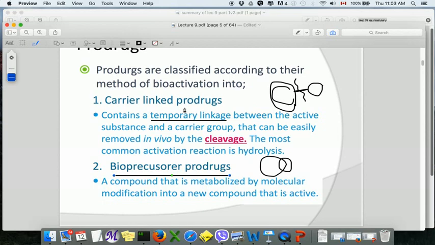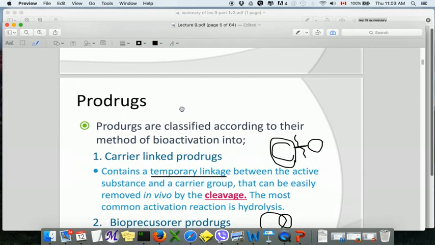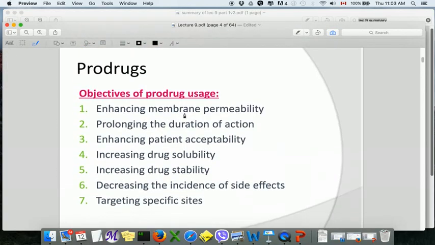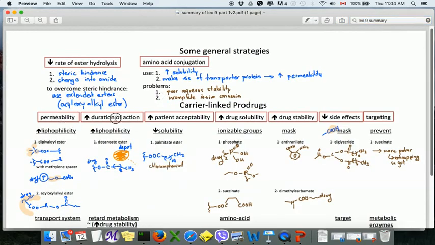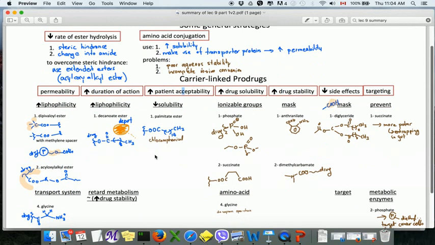So why do we want to make prodrugs? The reason behind the objectives of using these strategies. We have seven things we have to memorize. Okay, we need to enhance membrane permeability, or we need to prolong their duration of action, enhance patient acceptability, enhance drug solubility, stability, decrease side effects, or target certain sites inside the body. Okay, so these are the ones we have here. So we have permeability, we have duration of action, we have patient acceptability, we have drug solubility, stability, side effects, and so on. Okay. So under each one of these, we'll study some strategies. You have to understand these because you'll be able to apply them in the exam. Okay. You should be able to apply them in the exam.